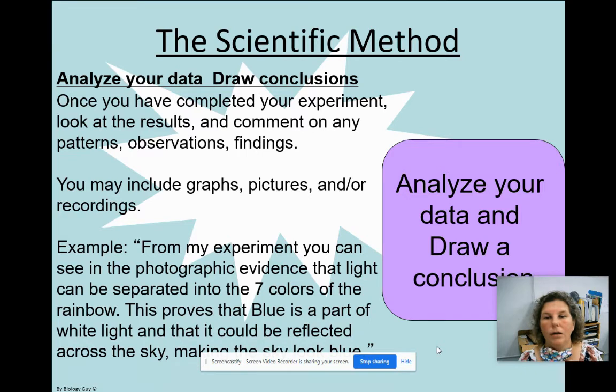So then you analyze your data and draw your conclusions. So once you have completed your experiment, you're going to look for patterns, observations, findings. You're going to make graphs or pictures or recordings. And then you can see the example here is the person might take a picture and show all the colors of the rainbow and say that they have photographic evidence that light can be separated into 7 colors. And so that could prove that blue is part of white light and can be reflected across the sky and make it look blue.